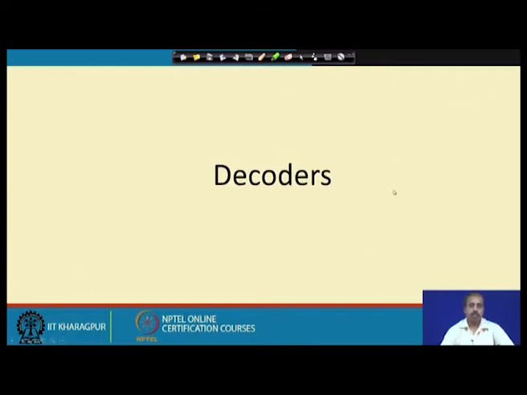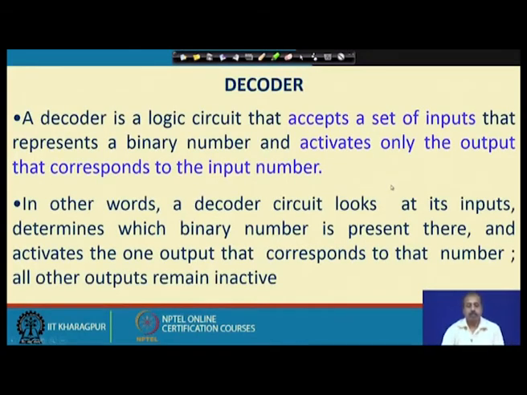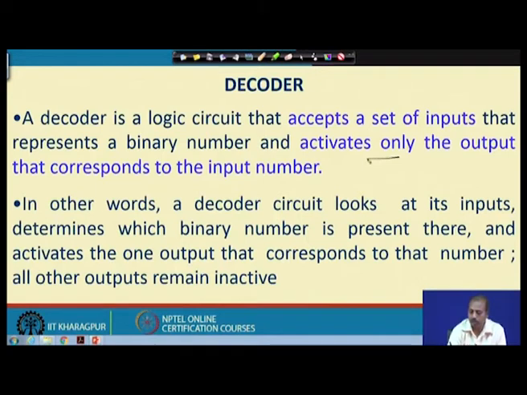First we will look into decoders. A decoder is a logic circuit that accepts a set of inputs that represents a binary number and activates only one of the outputs that corresponds to the input number. So, if this is the logical block that realizes the decoder, then it accepts some inputs. Suppose it accepts 2 inputs, input 0 and input 1.